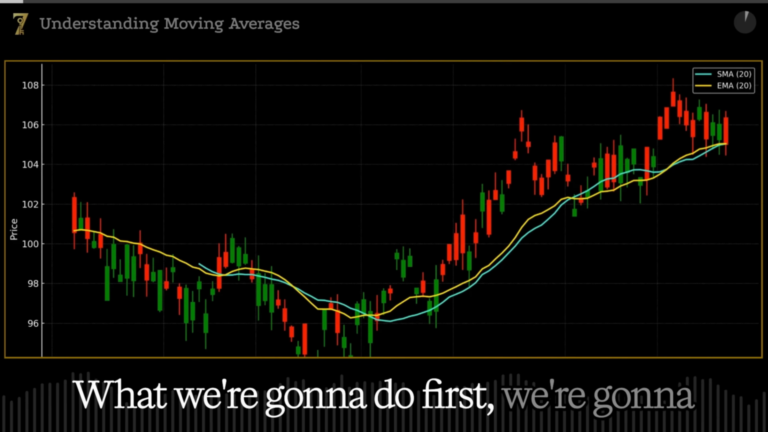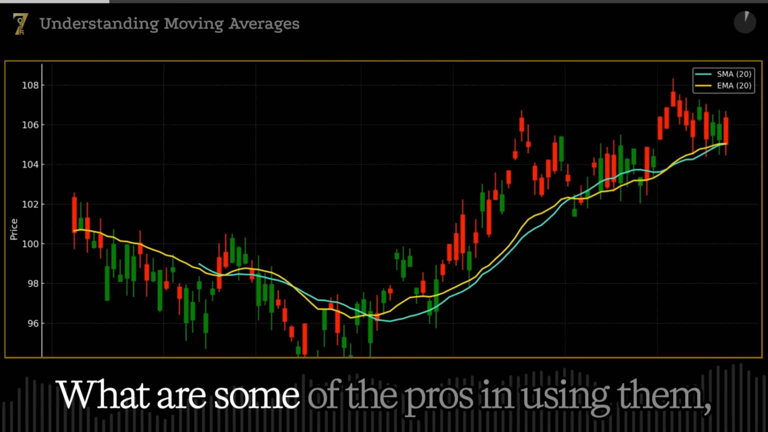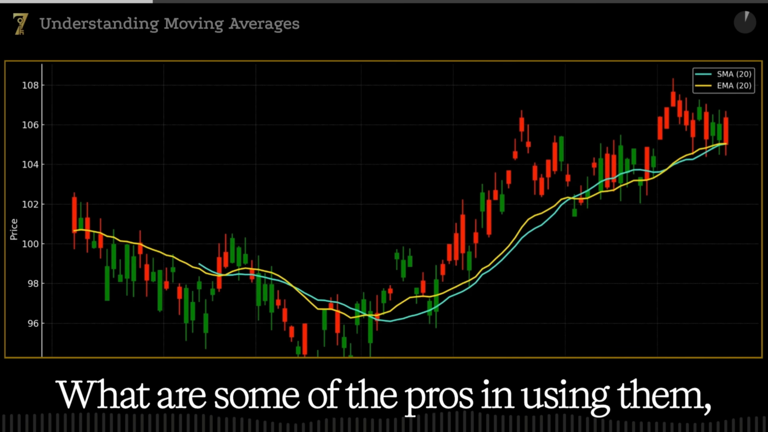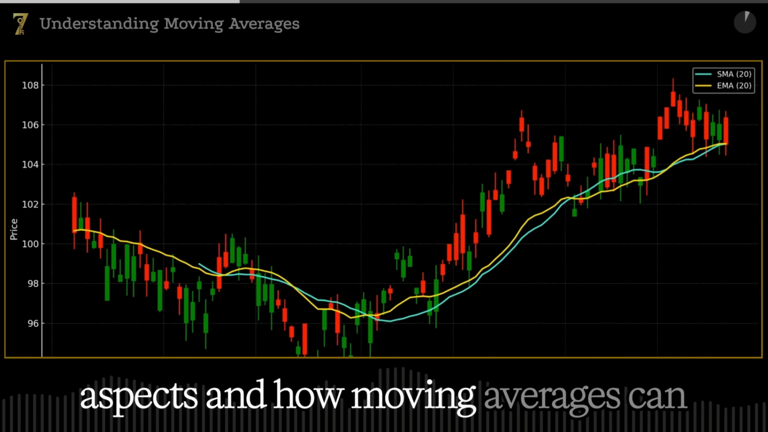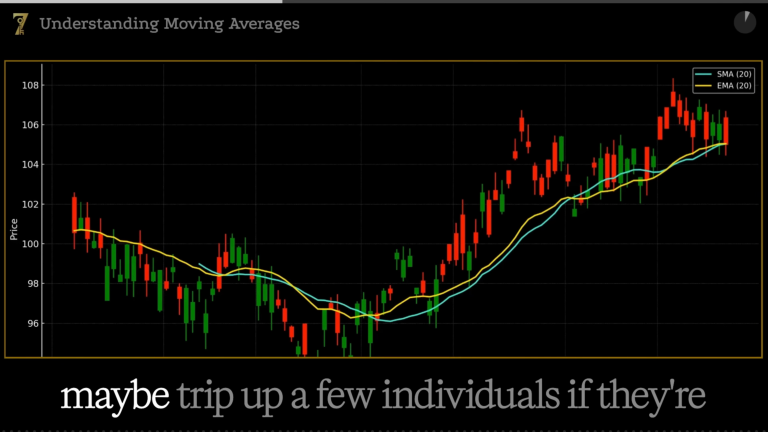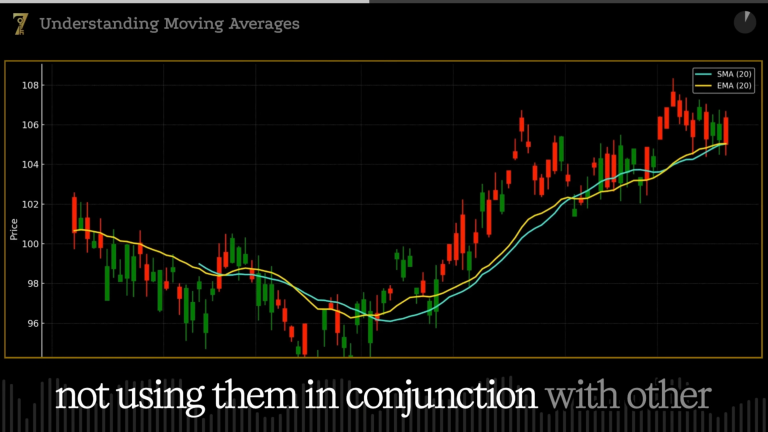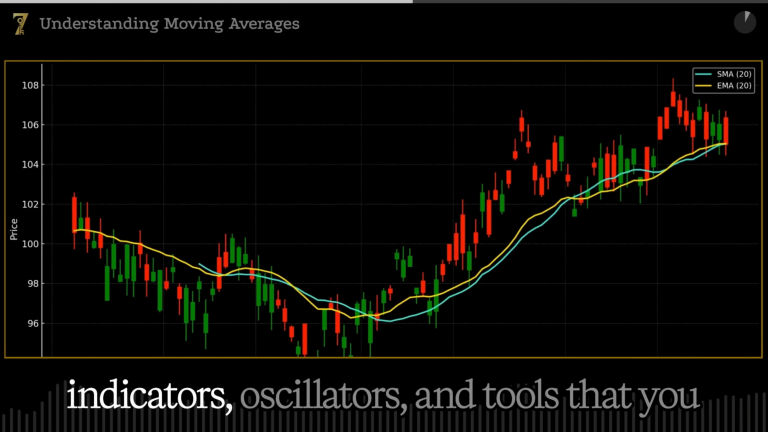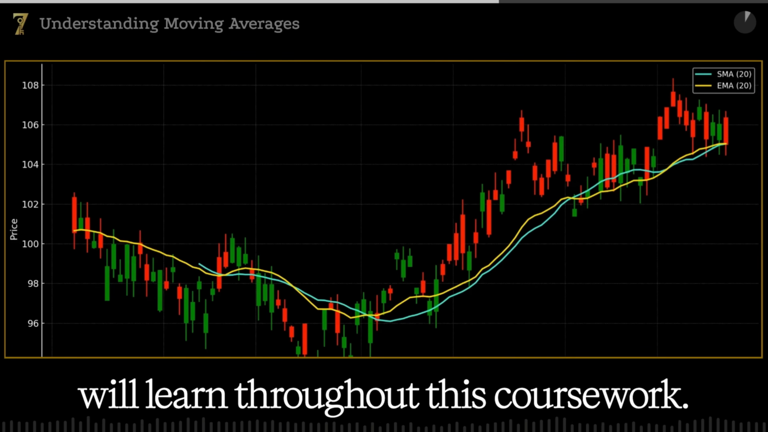What we're going to do first is identify what a moving average actually is, what some of the pros are in using them, and what some of the cons or negative aspects are, and how moving averages can maybe trip up a few individuals if they're not using them in conjunction with other indicators, oscillators, and tools that you will learn throughout this coursework.